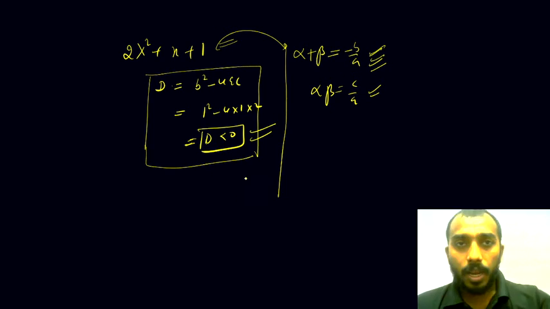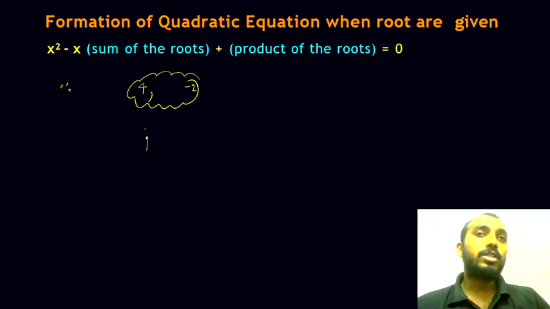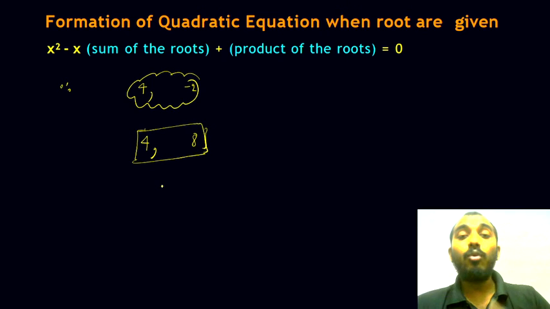One more example I am taking. How to form the quadratic equation when the sum of roots and product of roots is given. Sometimes one root is 4 and another is minus 2, find the quadratic equation whose roots are 4 and minus 2. And someone says the sum of roots is 4 and the product of roots is 8. So how will we find the equation?